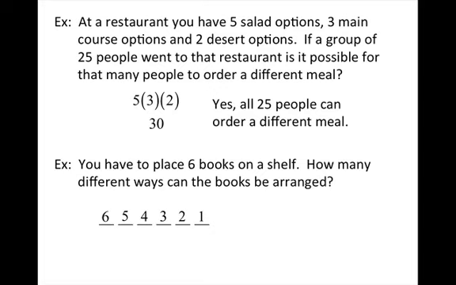Now, each time I placed a book, I was limited to the number of books left to choose from, but I could choose any of those remaining books for the next slot. So I'm still going to use the multiplication principle, and I'm going to multiply these. If I multiply these, that gives me 720 possible arrangements for those 6 books.